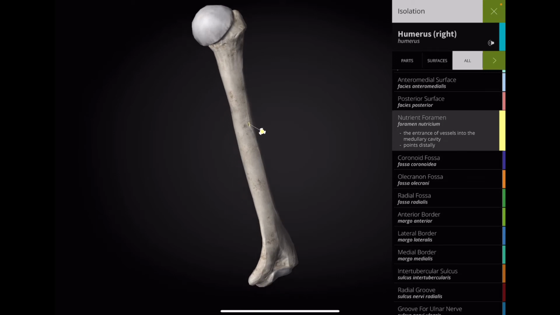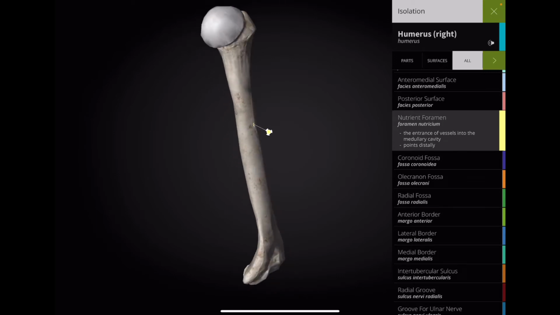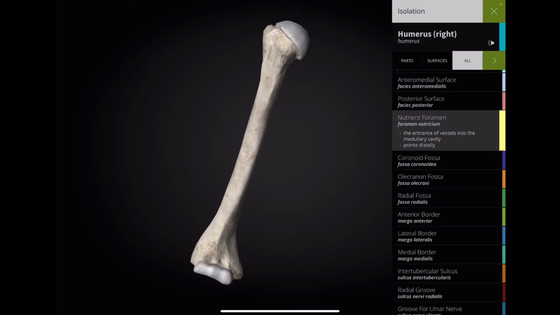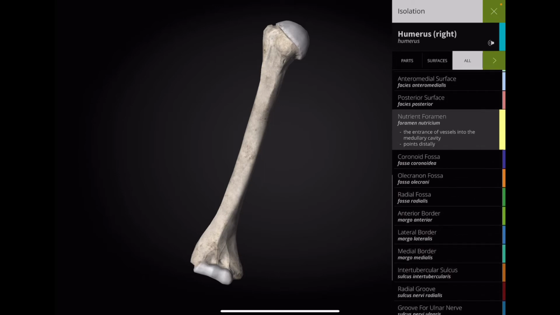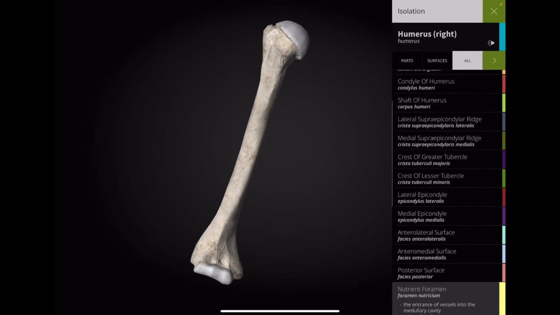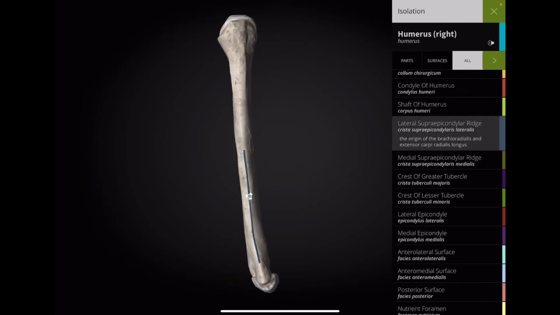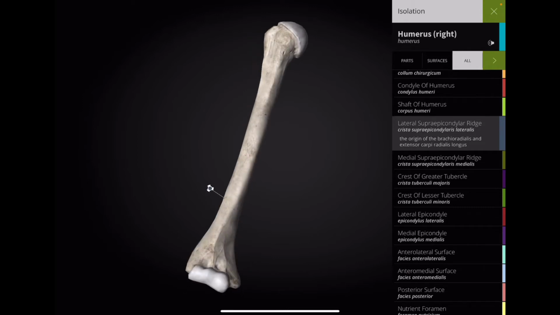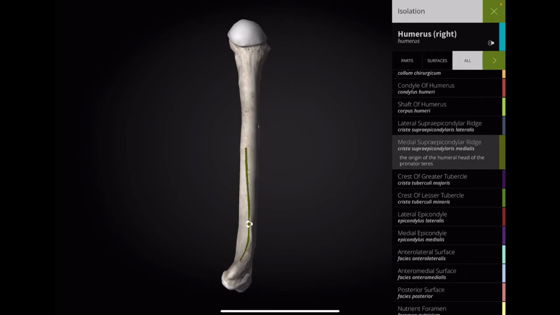Okay, so that's all for the shaft of the humerus. So now, getting again our anterior aspect of the bone, we can move on to the condyles of the humerus. Over here we get two ridges, and if I can find them, there you go. One is the lateral supraepicondylar ridge, which is found on the lateral aspect of the humerus, and the other one is the medial supraepicondylar ridge.